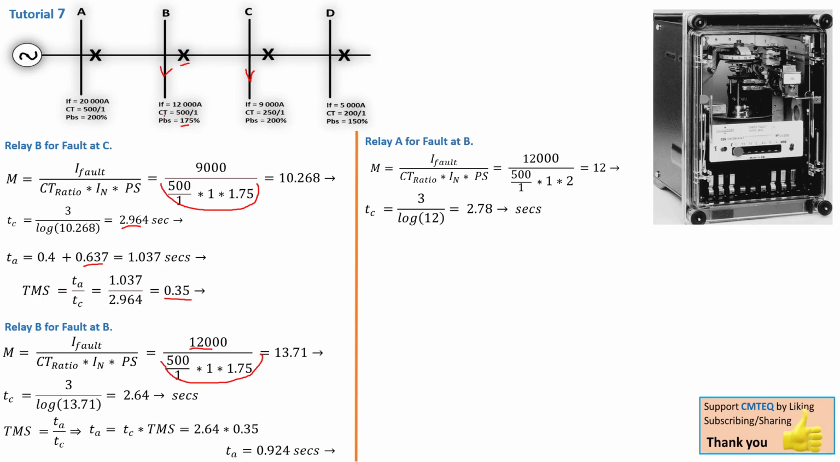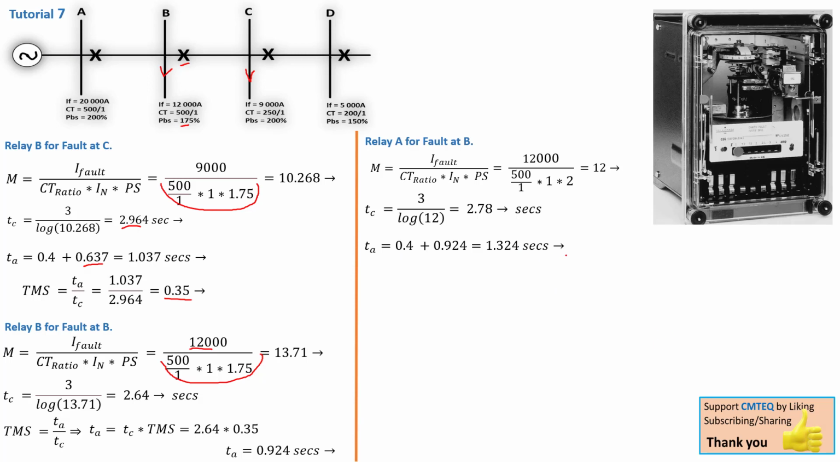So we have to ensure that that time is bigger than this time. That's why we're adding the 0.4 grading margin. So that gives us a total time of 1.324 seconds. So that is now the actual time for the fault on relay B.